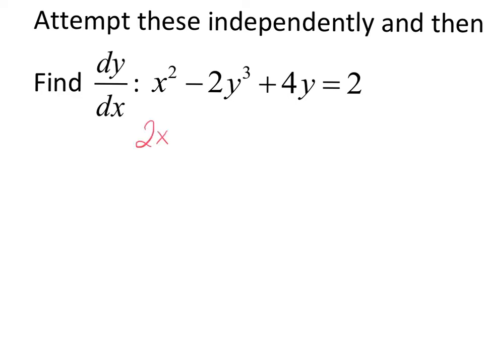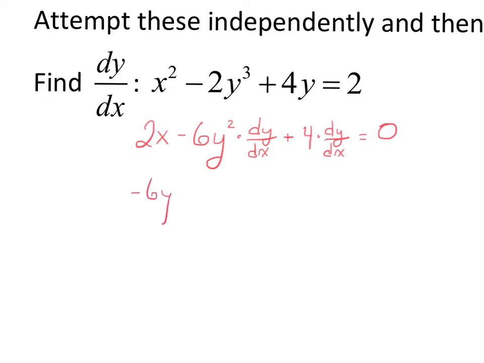The derivative of negative 2y cubed is going to be negative 6y squared. That's the power rule, but then we've got to use the chain rule and multiply by the derivative of y. Plus, the derivative of 4y is 4. Use the chain rule, multiply by the derivative of y, and the derivative of 2 is just plain old 0. Now the directions are to find dy dx. So we have to solve for dy dx.